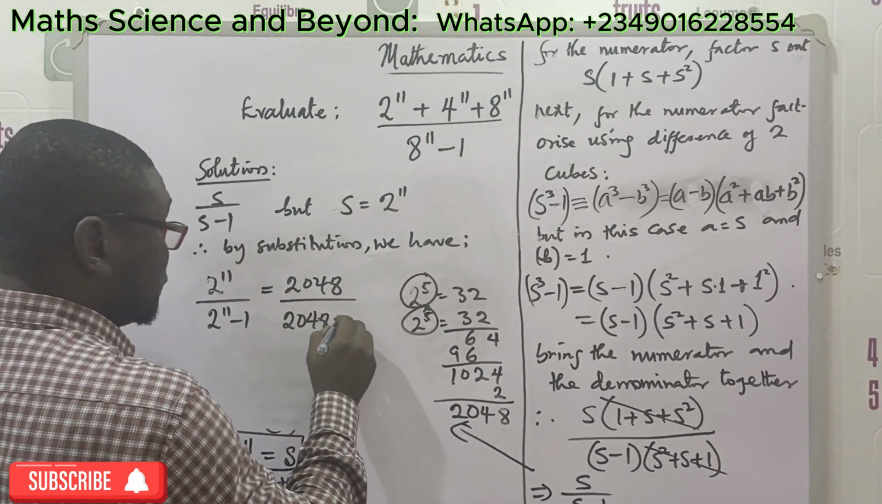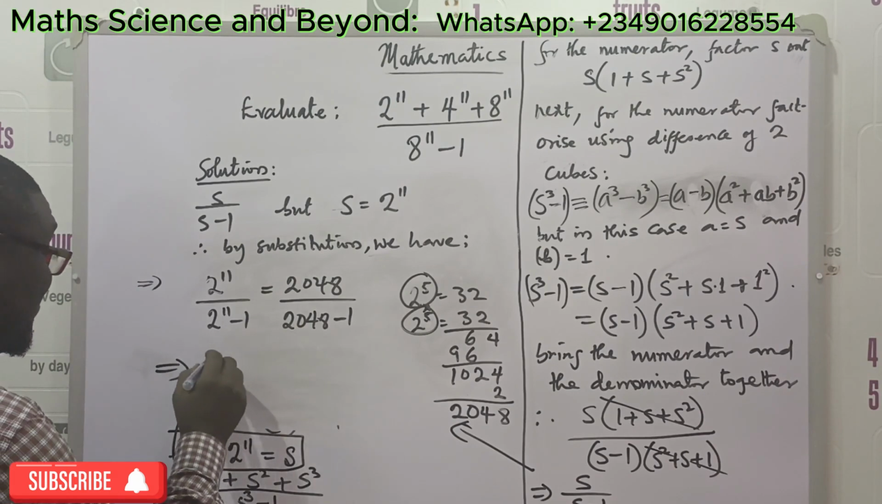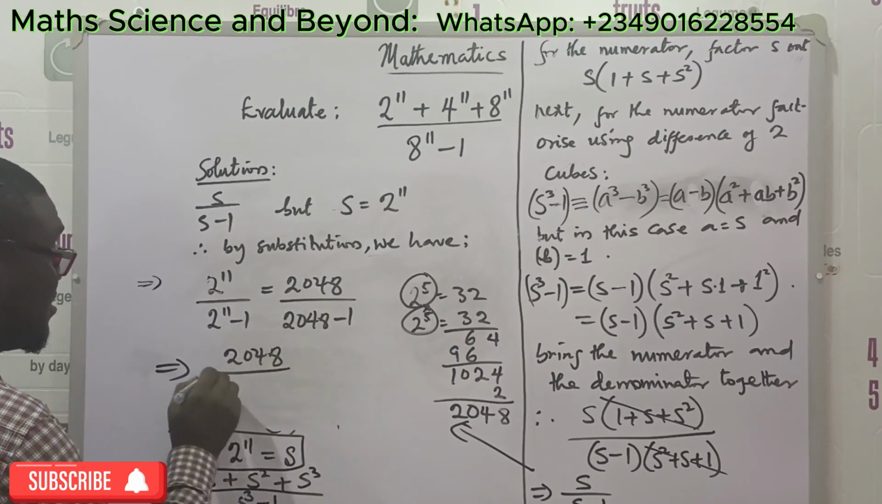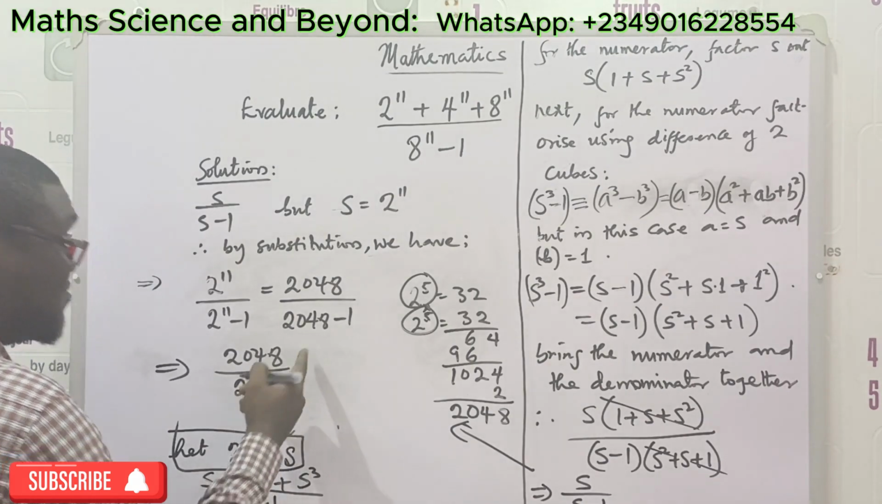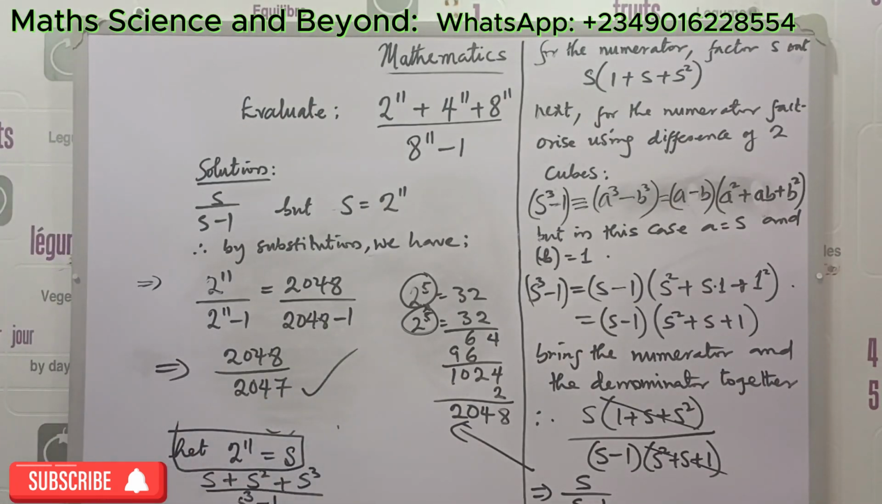But we have minus 1 here. Therefore, our result is going to give 2048 all over 2047, because we have subtracted 1 from here. So this is our final answer.